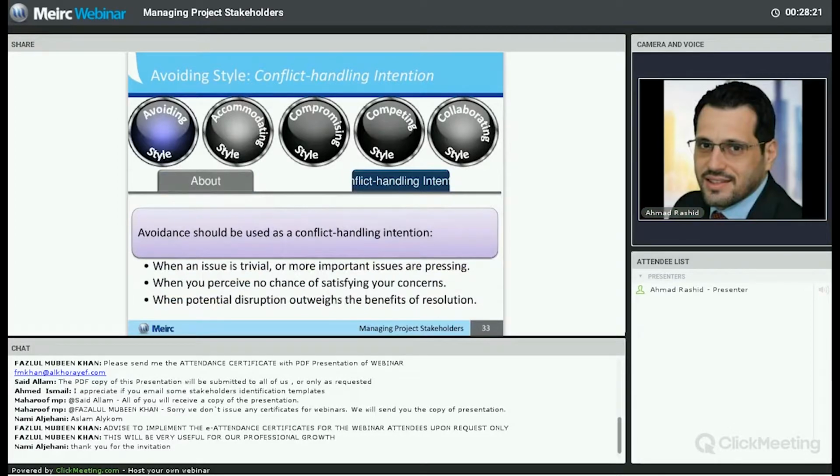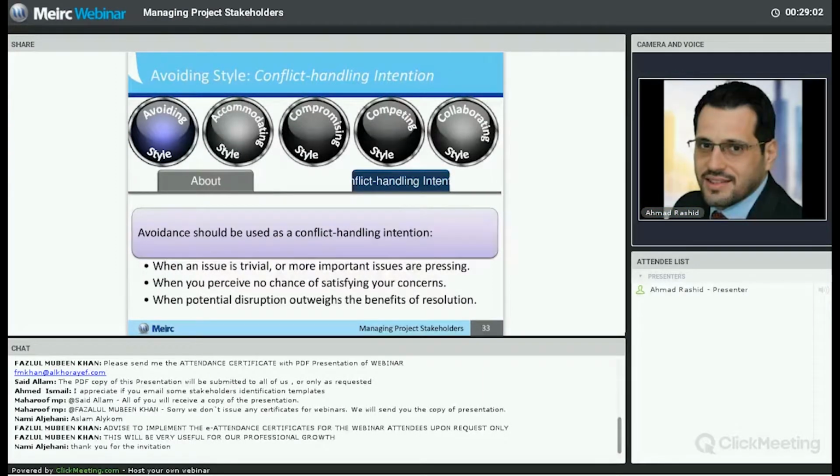So when do you use it? Well, usually avoidance should be used as a conflict handling intention when the issue is trivial, silly, or when more important issues are pressing. When you perceive no chance of satisfying your concerns, then you might move into the avoiding conflict style. It's also useful to let people cool down and regain perspective sometimes, so that's why we use avoidance. When gathering information is important, we wait until we gather the information and then we start confronting the problem. And sometimes we use avoidance because we want the other person to relax and calm down before we start talking about our conflicts.